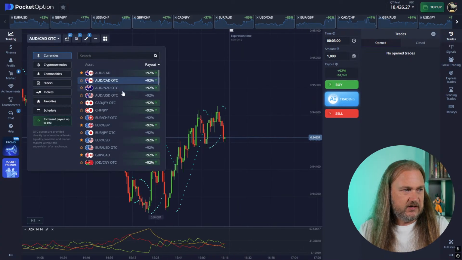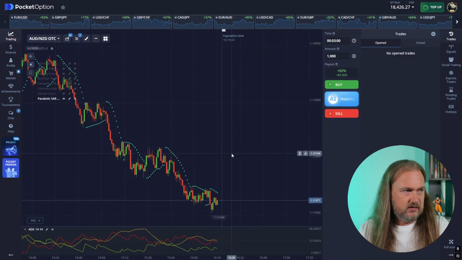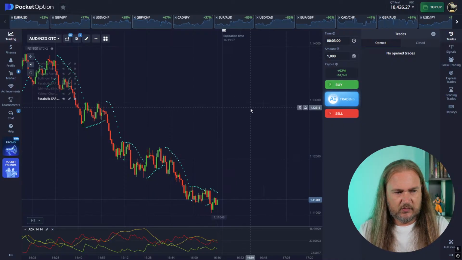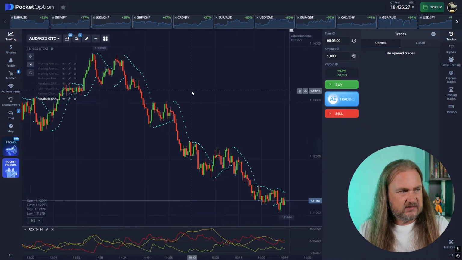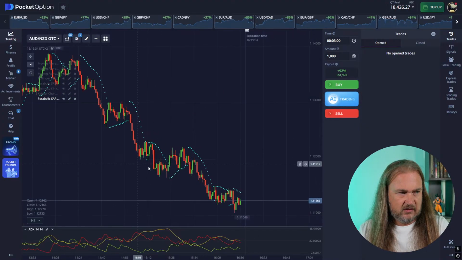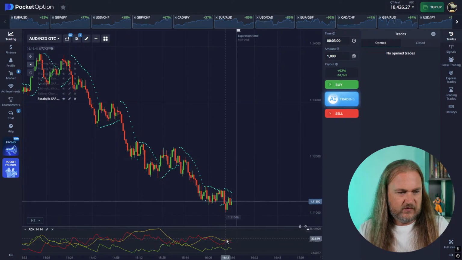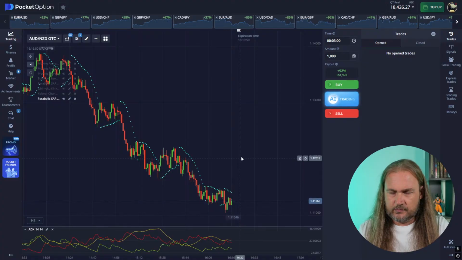Let's see if we can find an asset that's trending and maybe get a trade or two in as well while we're at it. So we're looking at AUD/NZD, which is definitely in a downtrend. It did take a rest here in this area, but we are definitely moving downwards. We've got the ADX coming down. DI is also dropping, not ideal. The ADX will show you price movements.